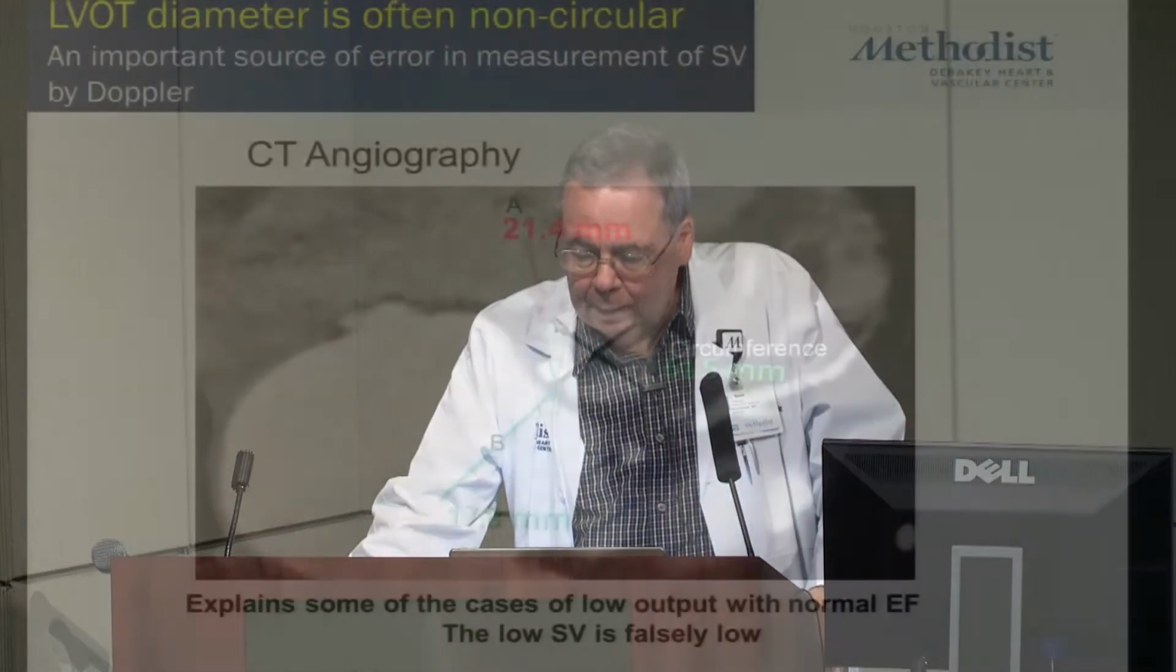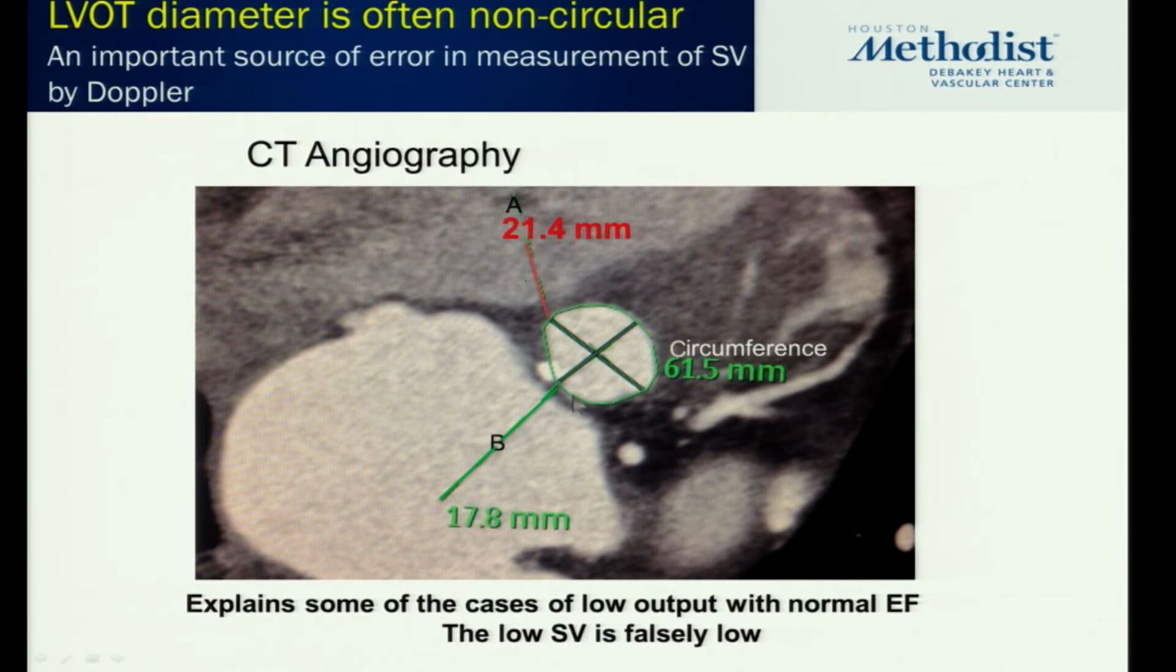With the LV outflow, we say, well, that probably is not too far off. Probably it is circular most of the time. And in fact, it is circular two-thirds of the time. But what we're finding with CT, when we're looking at TAVR patients, is that it's not always circular. It's often oval, which means one diameter is a lot smaller than the other. And if this is the one that you are measuring in your 2D, guess what's going to happen when you apply the circular formula to get an area?